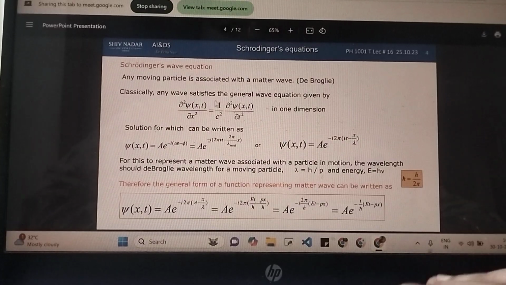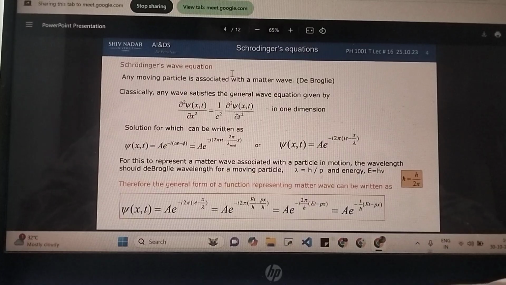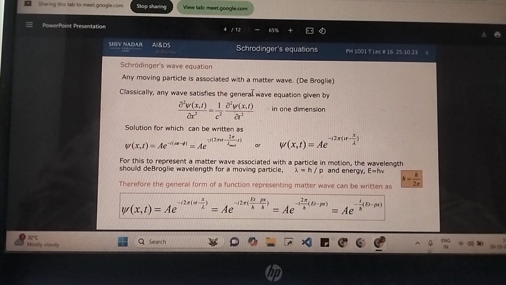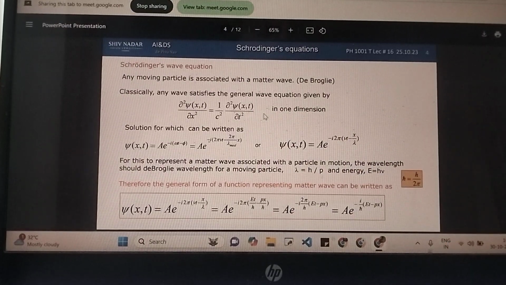It was discovered experimentally that only a certain class of functions which satisfy this equation can be used to describe a wave. And what is this equation? The second derivative of a function with respect to x should be equal to 1 by c square times the second derivative with respect to t. I'll explain this. We'll try to understand this with a toy example.